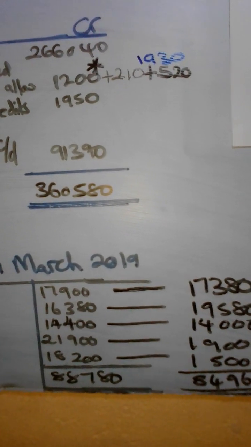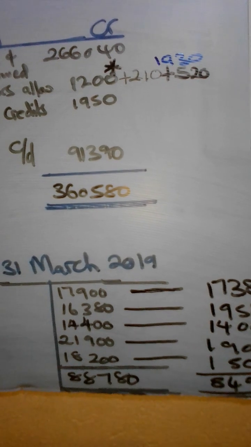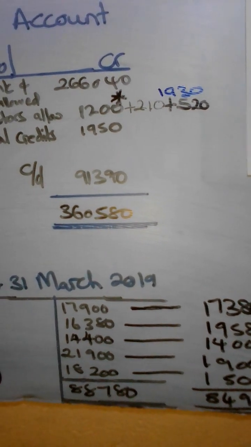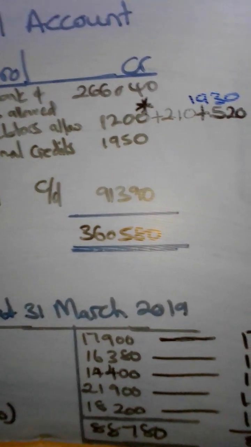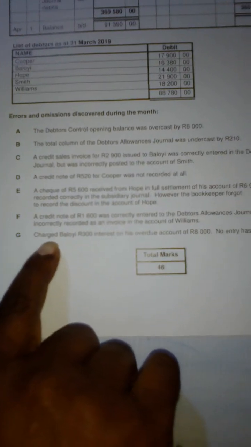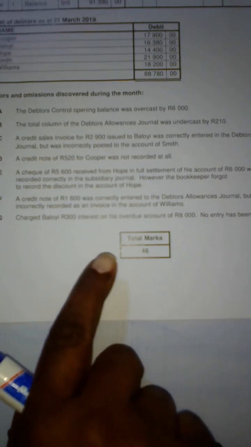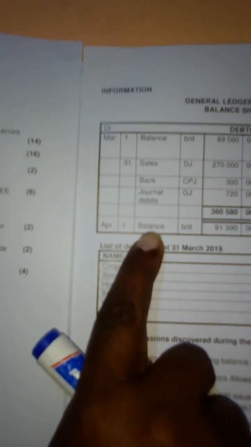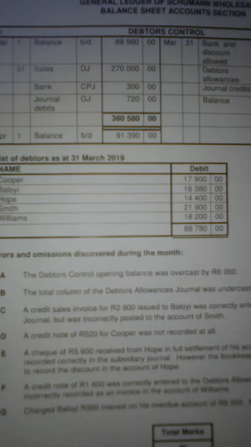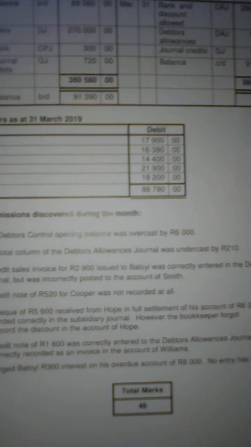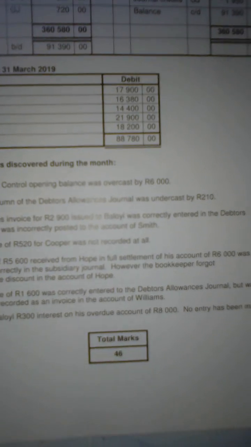Under the journal debits, remember, there was an amount which was indicated. Let's see the amount which was supposed to be corrected. The 210 we've adjusted for it. And then let's see, there's 300 here. It was for a refund. And then the journal debits. Let me check again according to my calculations. We have got 720.